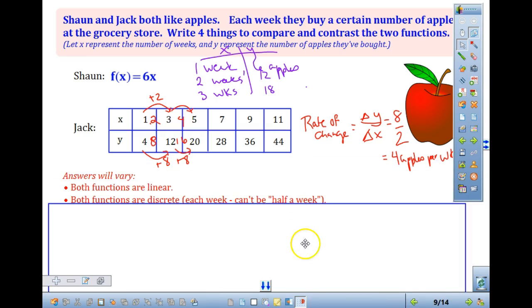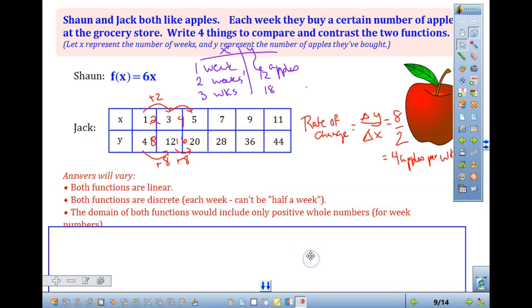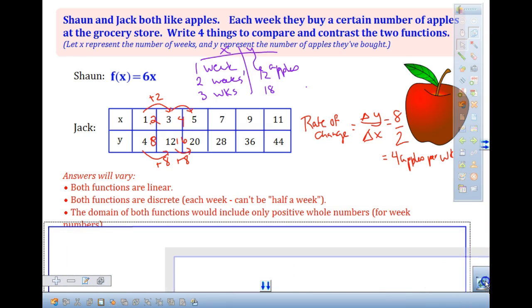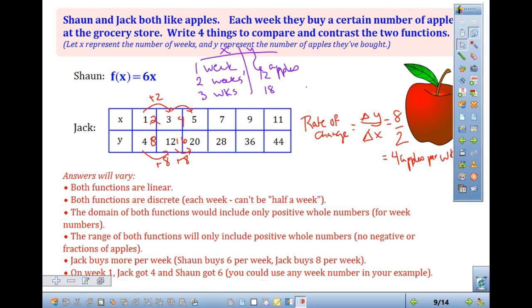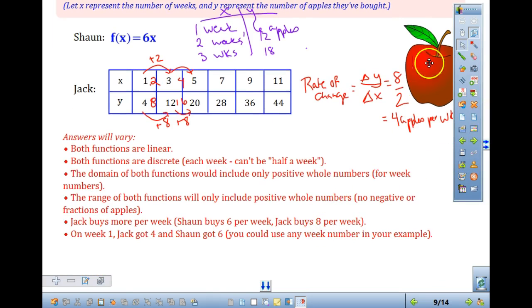Possible answers. If we're comparing these 2 things, we might say they're both linear, right? So Nick, you're writing this down. They're both definitely linear, okay? Yep, top of the next page. Both are discrete, right? We can't have half a week when we're looking at this. Are you writing, Hale? Yep, good. So looking at each week, they're discrete, the domain of each one is positive whole numbers. The range, again, positive whole numbers, no negatives.